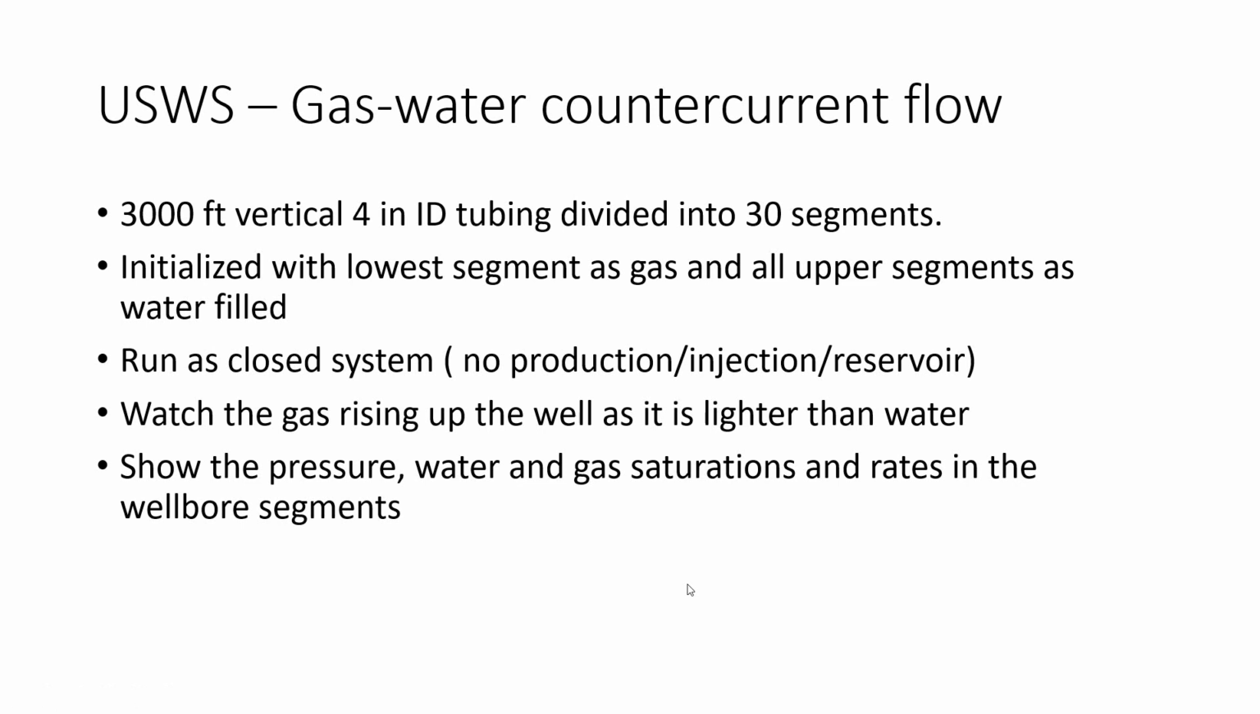We will use a 3,000 feet vertical 4-inch tubing subdivided into 30 segments. We will initialize the lowest segment as a gas segment and all upper segments as water filled. We will run this as a closed system with no production, injection, or reservoir flow. We will watch the gas rising up the well as it is lighter than water. We will show the pressure, water, and gas saturations and rates in the wellbore segments.